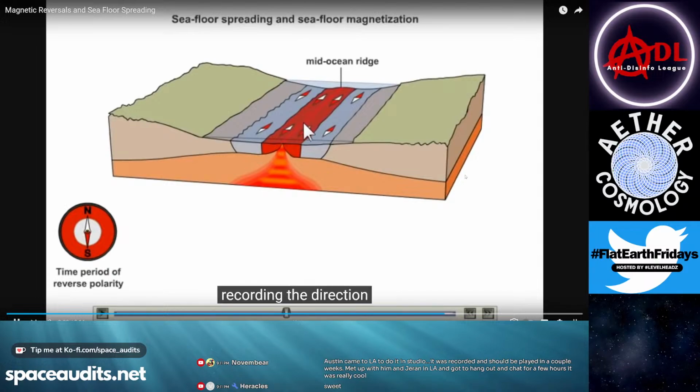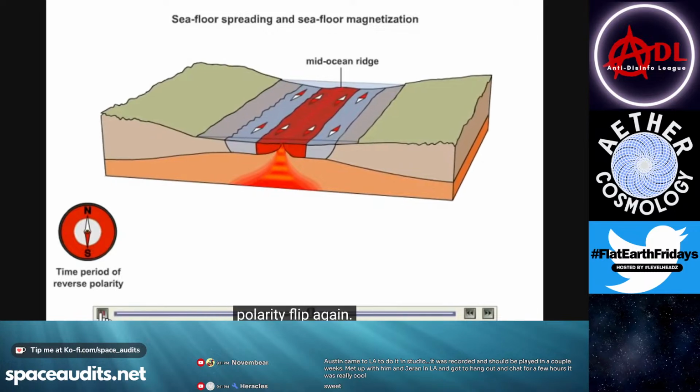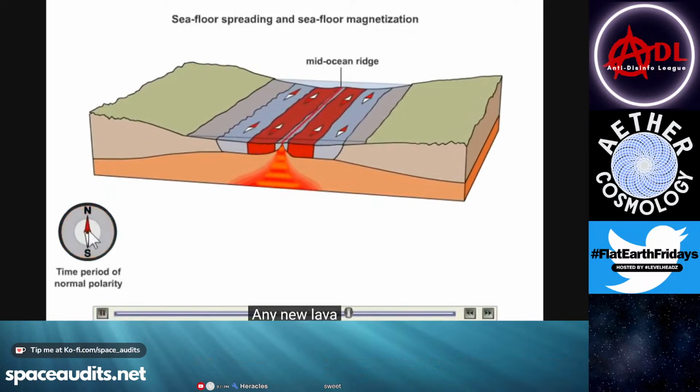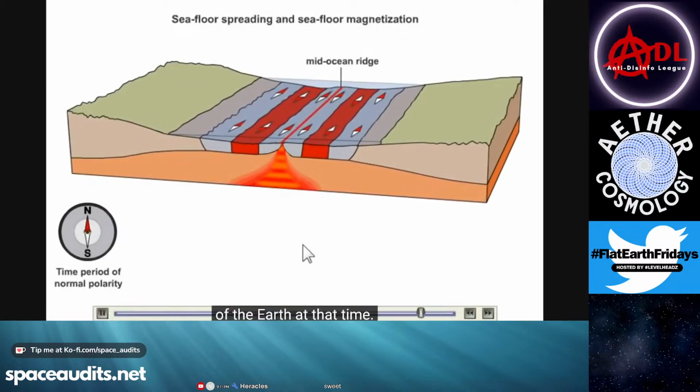So you can see the little compass needles here showing us that all this new seafloor is recording the direction of the Earth's magnetic field at a time when it was reversed. Now we'll let the Earth's polarity flip again. Any new lava that forms is going to record the polarity of the Earth at that time.